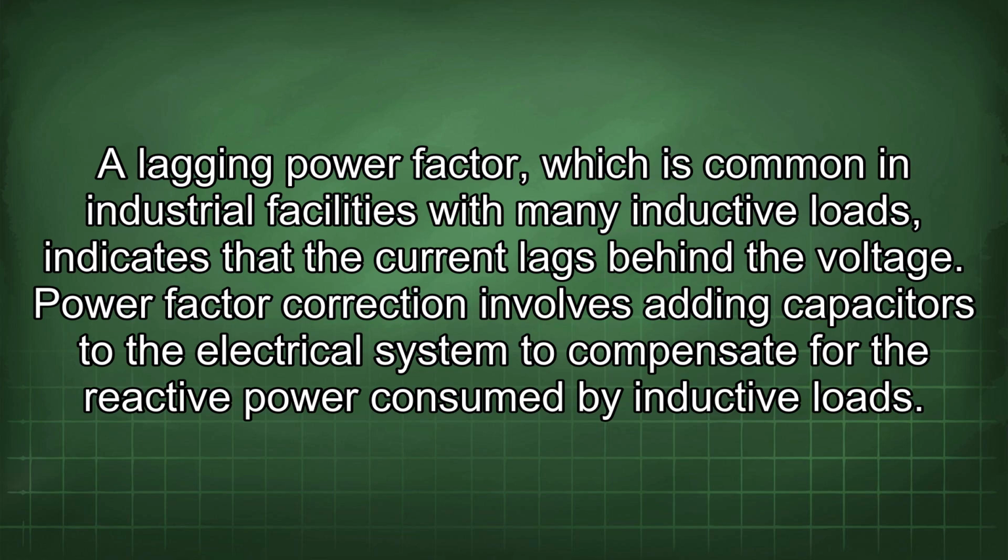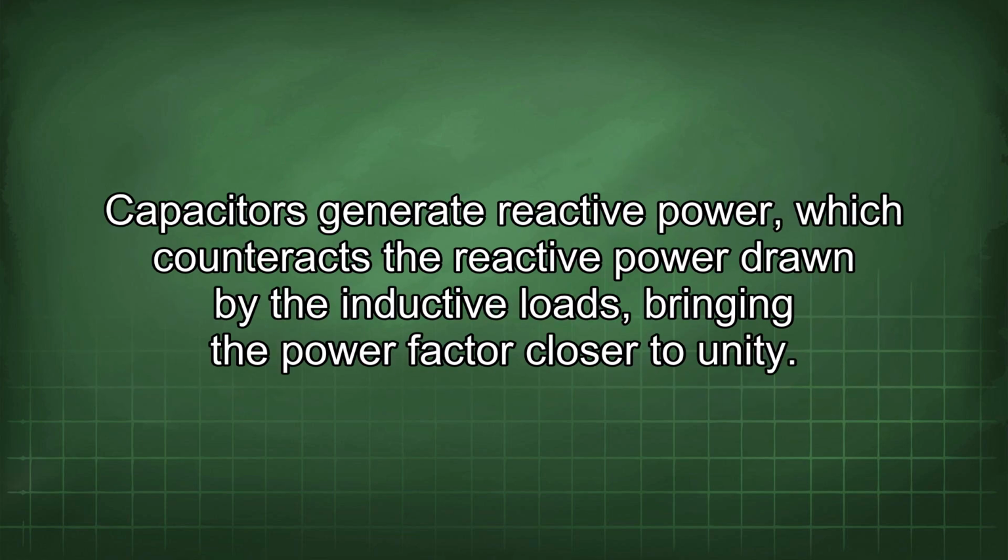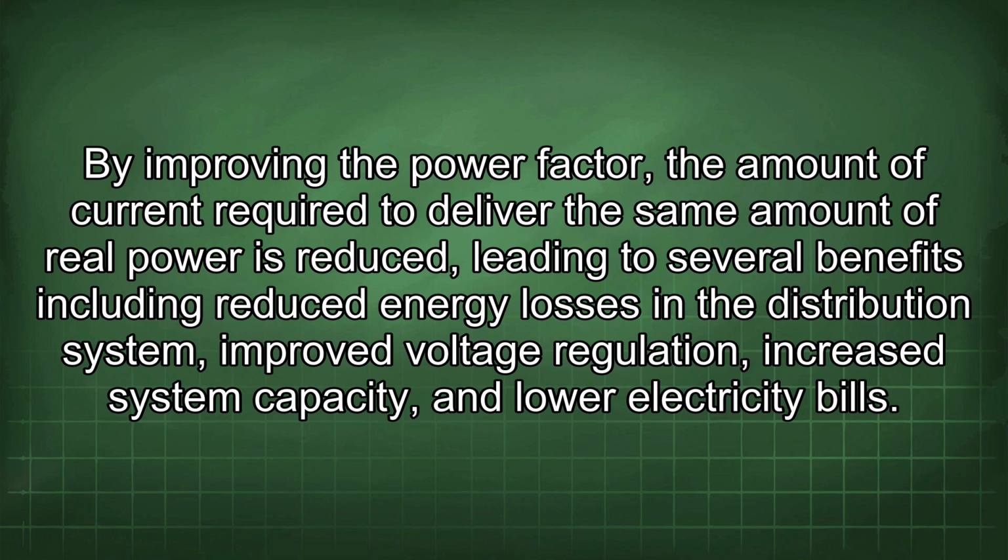Power factor correction involves adding capacitors to the electrical system to compensate for the reactive power consumed by inductive loads. Capacitors generate reactive power, which counteracts the reactive power drawn by the inductive loads, bringing the power factor closer to unity. By improving the power factor, the amount of current required to deliver the same amount of real power is reduced, leading to several benefits including reduced energy losses in the distribution system, improved voltage regulation, increased system capacity, and lower electricity bills.